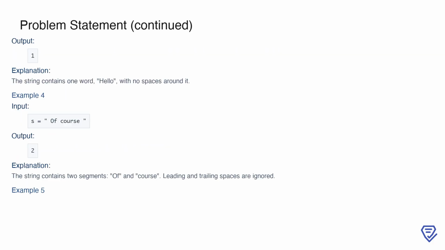Now, let's look at another example where the string has leading and trailing spaces. For instance, in a string like " of course ", the output will be 2. The segments here are "of" and "course," and the spaces at the beginning and end of the string are ignored when counting segments. This illustrates an important detail: leading and trailing spaces do not count as segments. Similarly, consecutive spaces between words are treated as a single delimiter and do not contribute to the segment count.